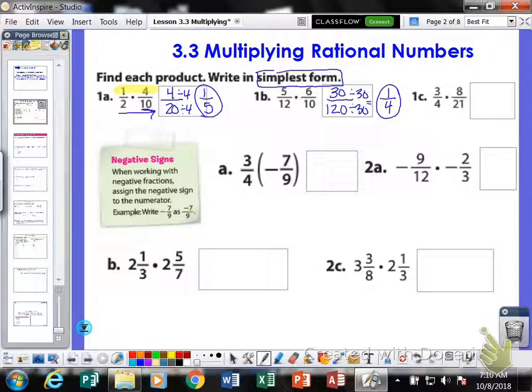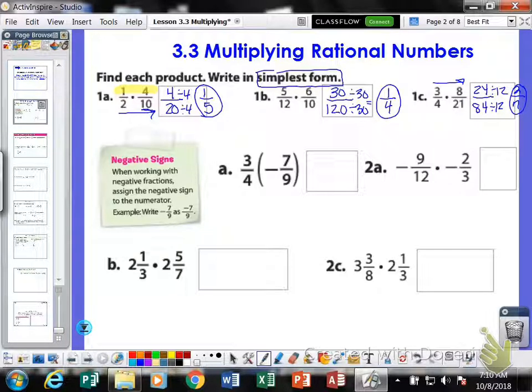3/4 times 8/21. So I multiply across the top, I get 24. I multiply across the bottom, I get 84. So I know that 12 goes into both, so I'm going to divide by 12. And I get 2/7 as my final answer, 2/7.